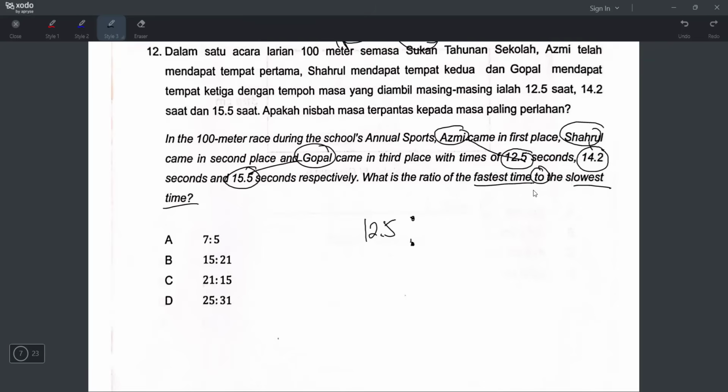So slowest is longest time, 15.5, right? Okay, this is your answer, but I know that you can simplify this because 0.5, right? But usually for this part, I just teach my student, just press calculator. Just press 12.5 divide 15.5.